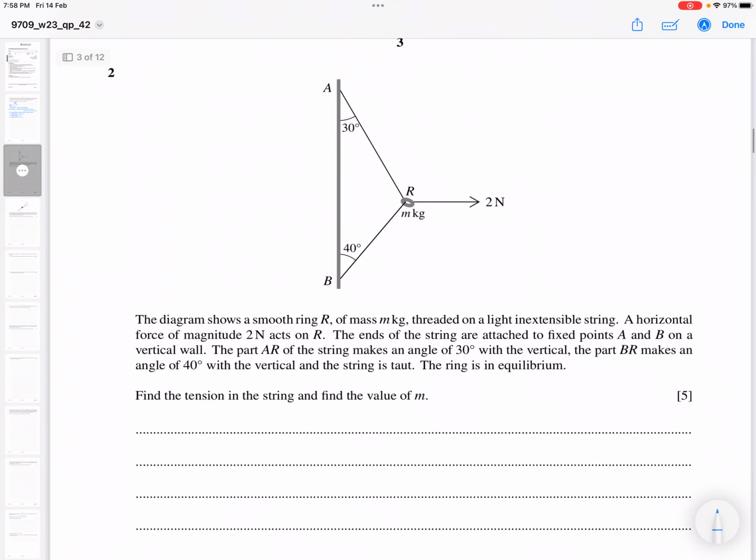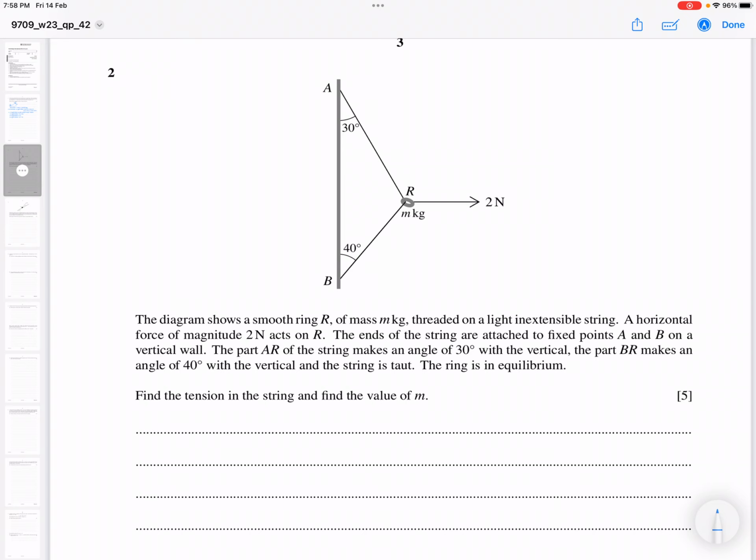Question number 2. The diagram shows a smooth ring R of mass m kg threaded on a light inextensible string. A horizontal force of magnitude 2 Newton acts on R. The ends of the string are attached to fixed points A and B on a vertical wall. The part AR of the string makes an angle of 30 degrees with the vertical. The part BR makes an angle of 40 degrees with the vertical, and the string is taut. The ring is in equilibrium. Find the tension in the string and find the value of m.